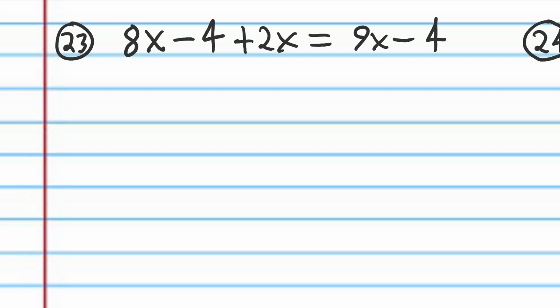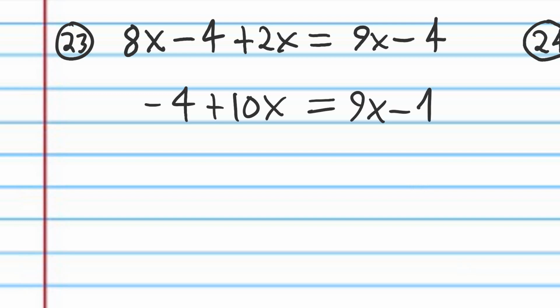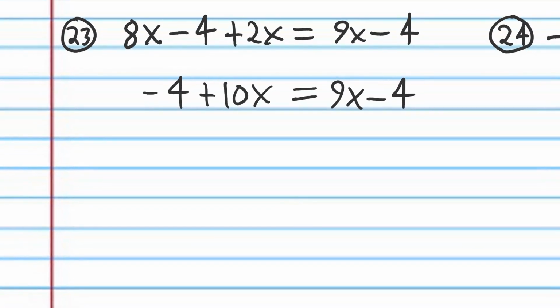All right, we're back. 8x plus 2x is 10x. And I'm going to write the negative 4 on the other side just to show you that it can be done. I could write it like that also. I haven't been doing that, but that's completely legal. Just to show you that it can be done.